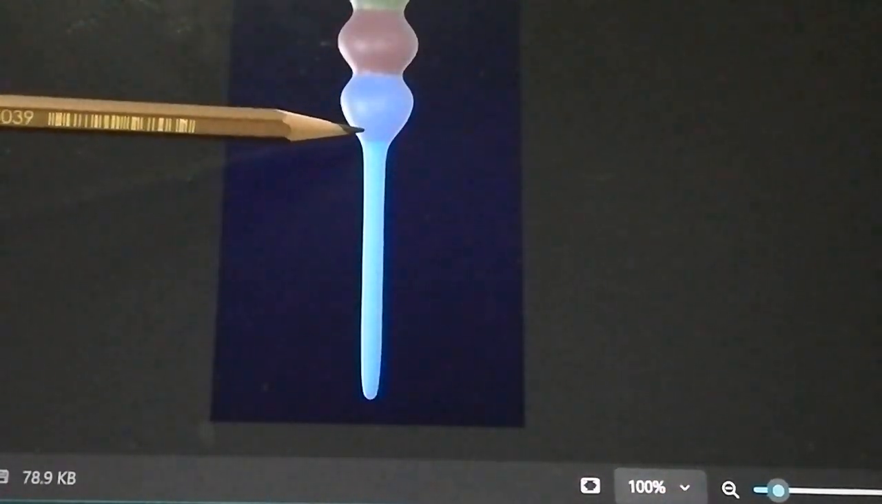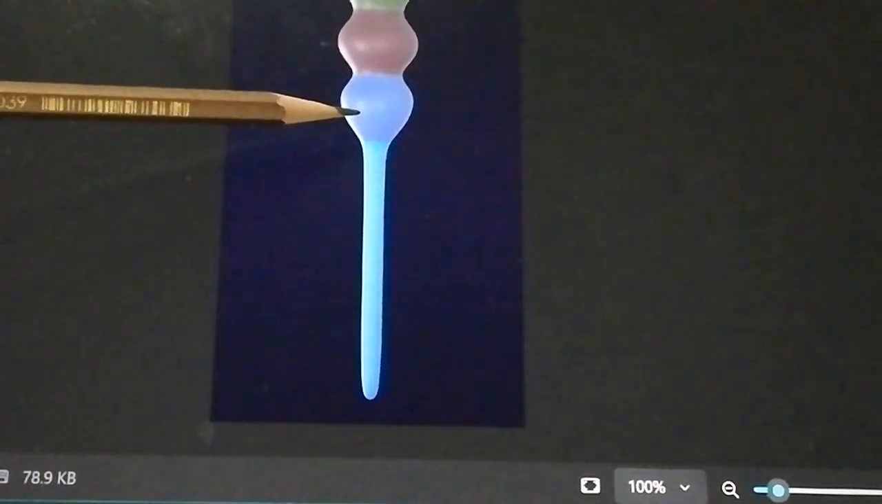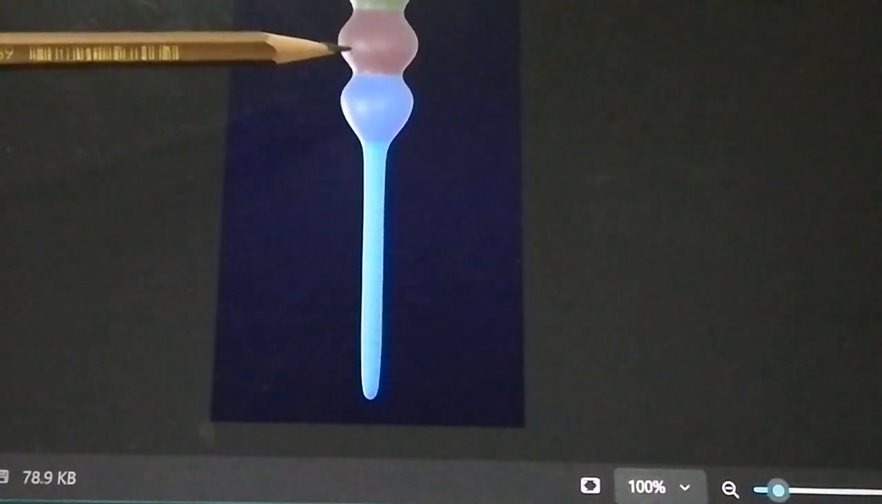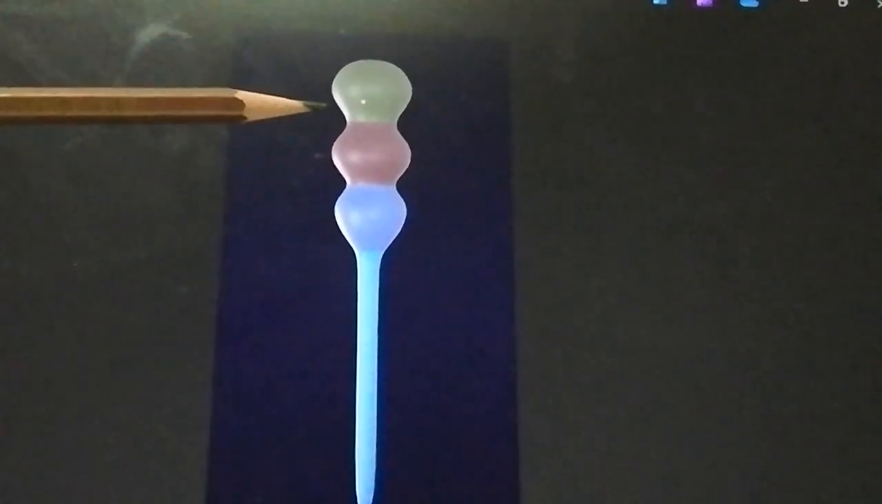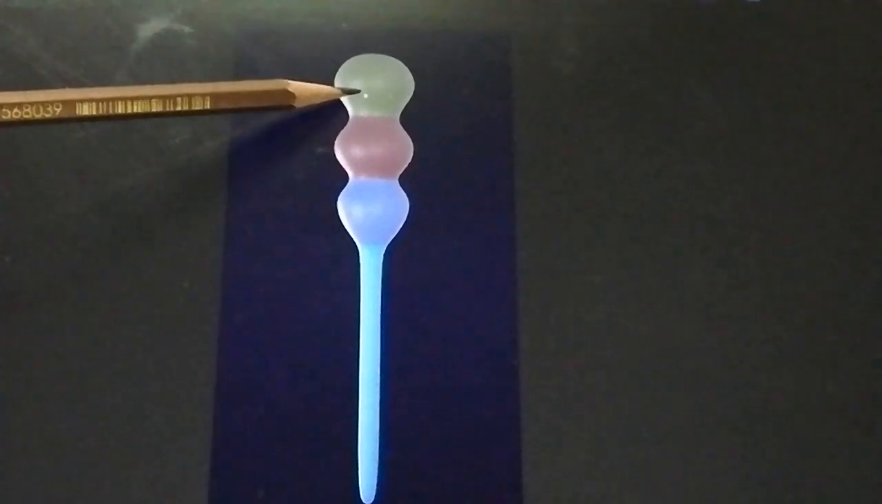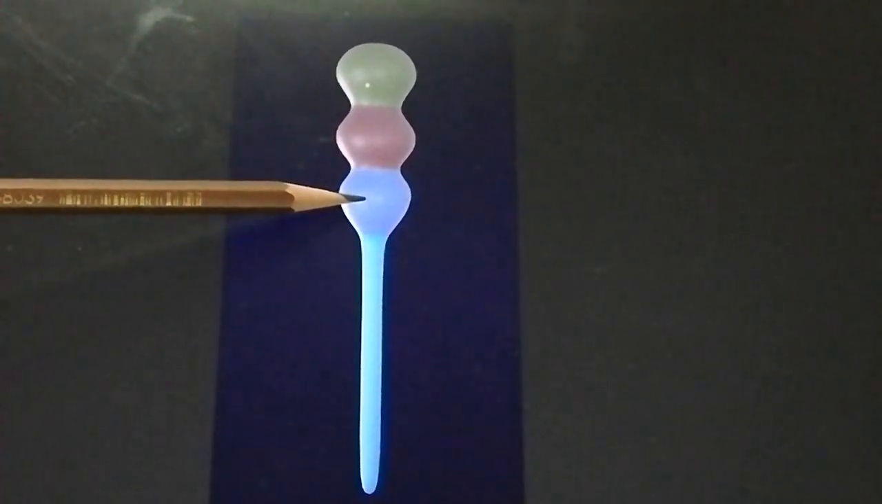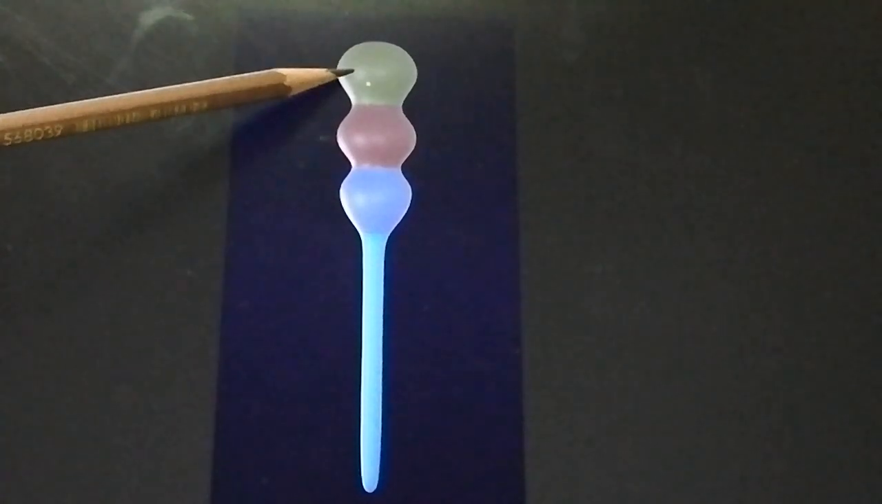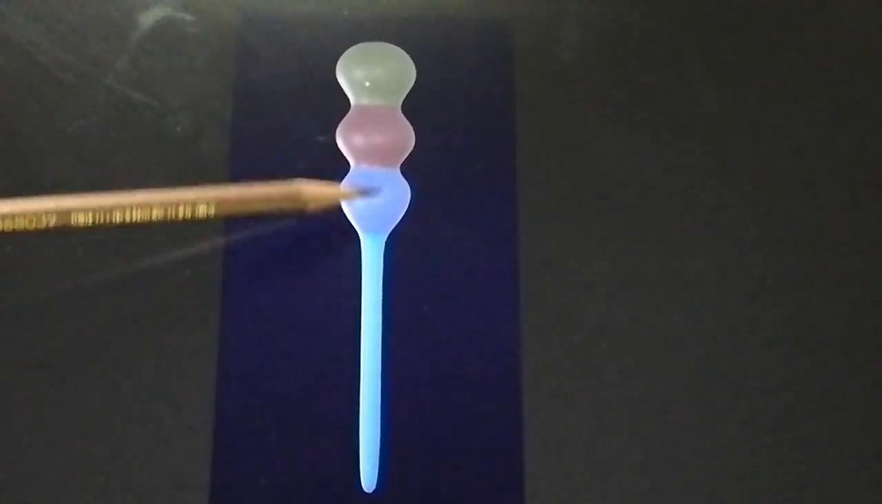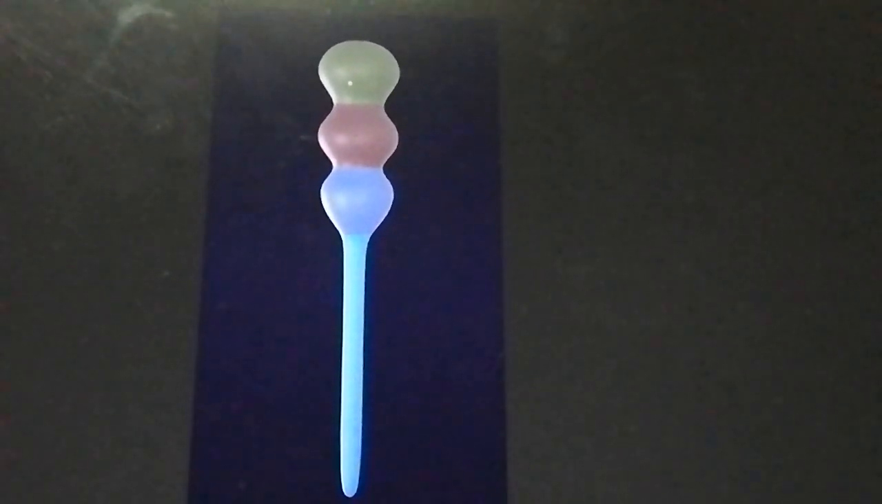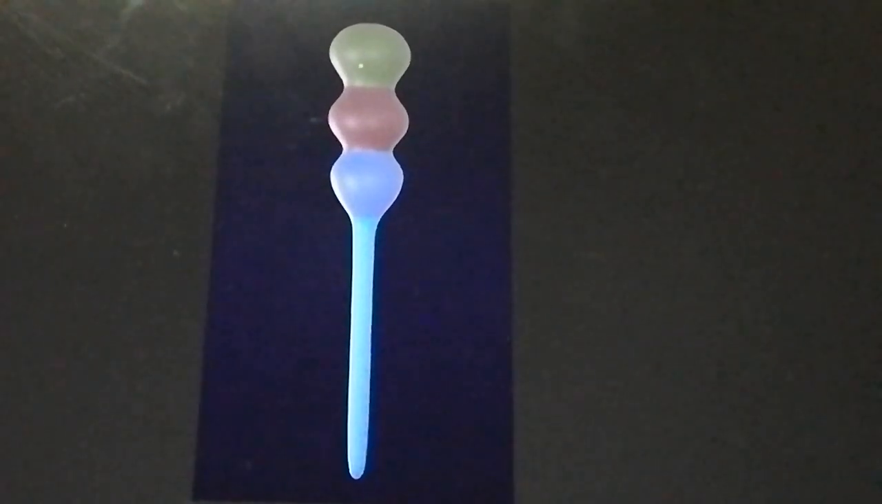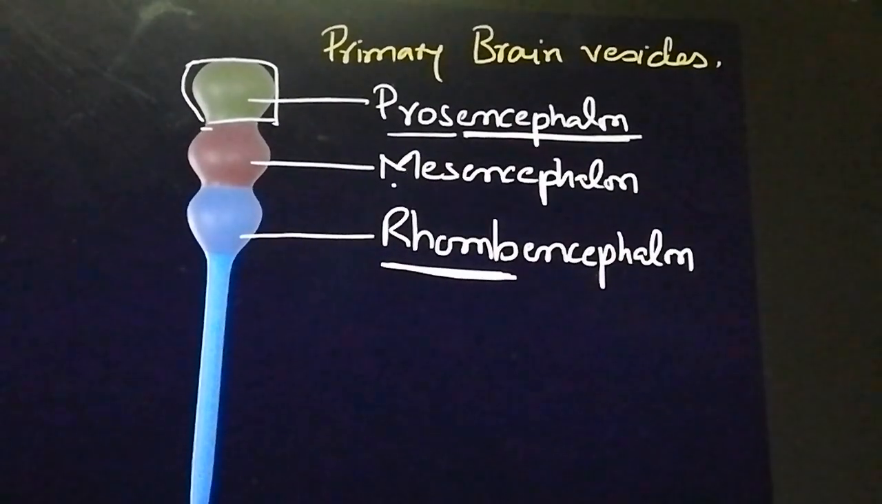Now the brain dilatation of the cranial end will give rise to three primary vesicles. Among them, this is the prosencephalon, this is the mesencephalon, and this is the rhombencephalon. This is forebrain, midbrain, and hindbrain, right? Okay, move towards the next picture being labeled.